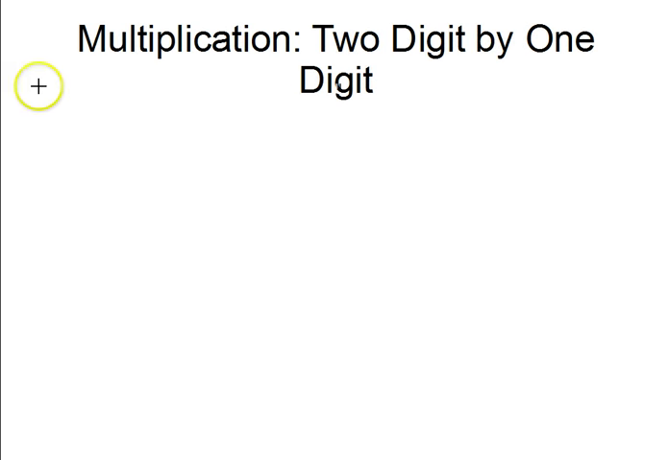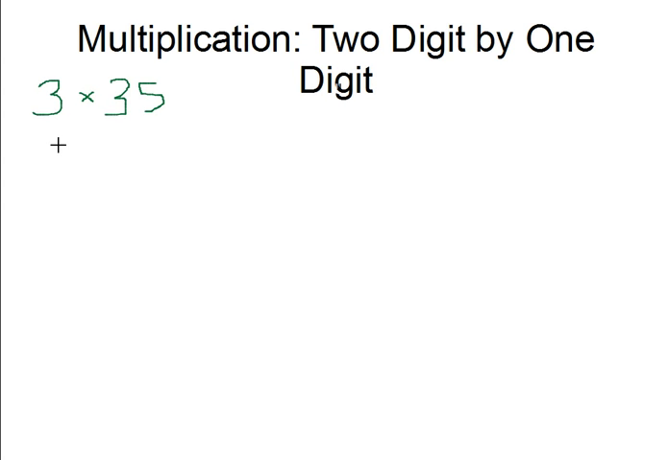I'm going to review what we did last week, multiplying 2-digit by 1-digit with this example, 3 times 35. Now, last week we did it with graph paper.